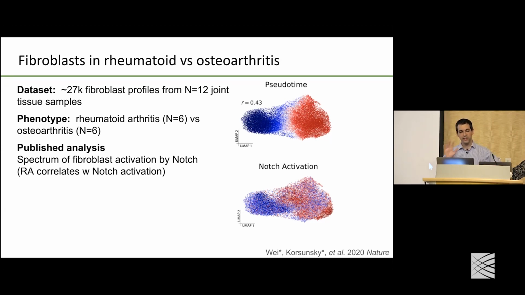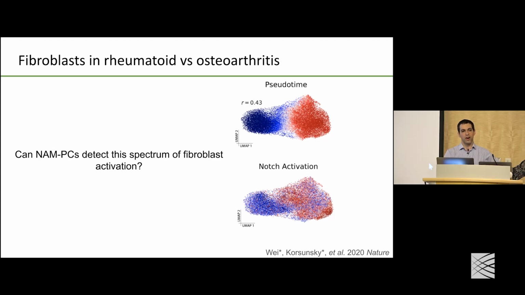Now, I won't get into the details, but I'll say that this notch activation gradient turns out to actually be highly relevant to the rheumatoid arthritis phenotype, and it spurred a lot of follow-up work into the pathophysiology of this disease related to the interplay between the vessels in the synovium, the joint capsule, and the fibroblasts that lie in that capsule. Our question, of course, when we looked at this data set was basically whether this sort of notch activation gradient would somehow show up somewhere in our NAM-PCs.